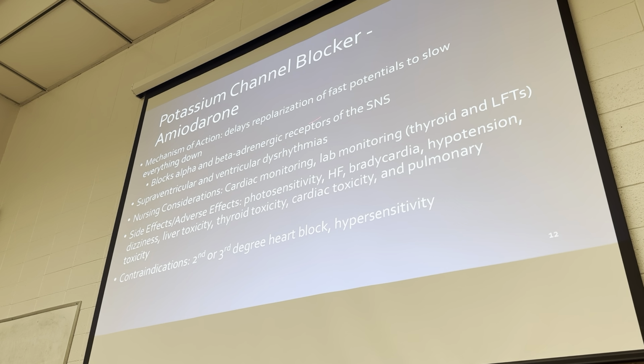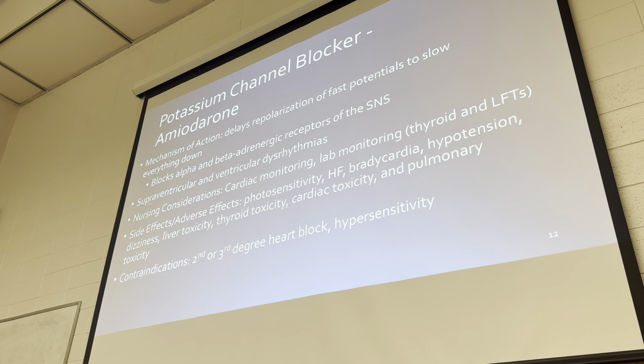So it delays that repolarization of the fast potentials to slow everything down, because again, it's working on the potassium, so it's spreading out that repolarization. And it's also going to block alpha and beta adrenergic receptors on the sympathetic nervous system. Okay, so we have some alpha and beta blocking effects as well. Okay, so with the multiple mechanisms, again, it's very popular because it works very well.